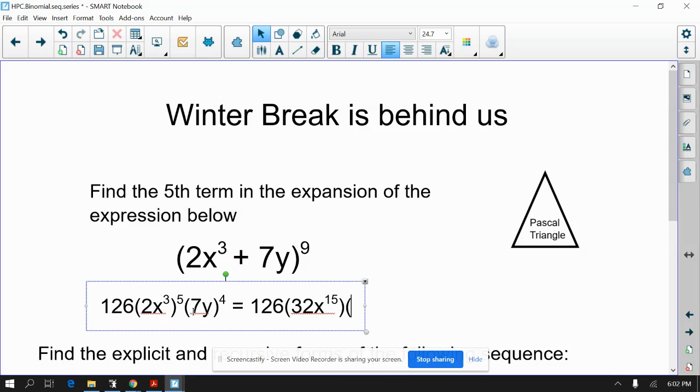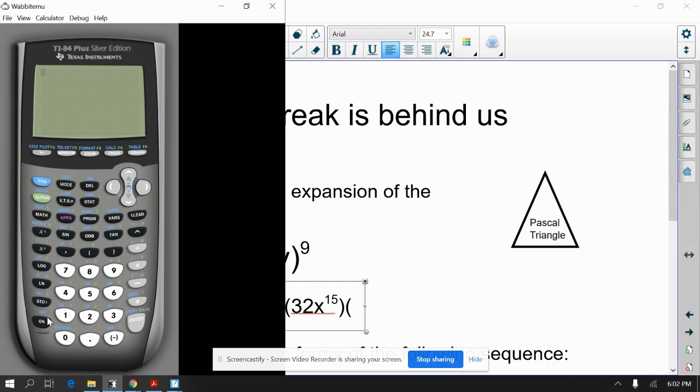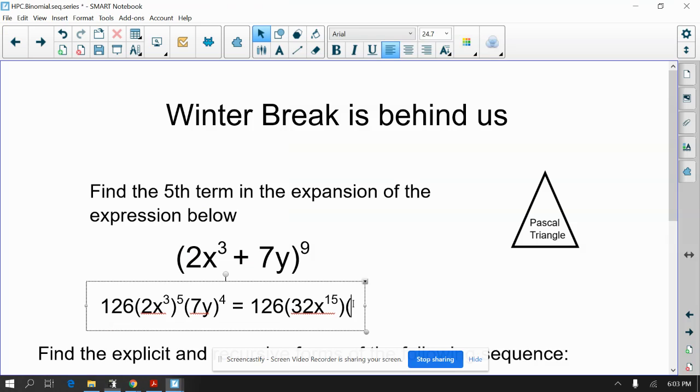And then 7 has to be raised to the 4th power. What in the world is that? I have no idea. Let's see. 7 to the 4th is 2,401. So 2,401 times y to the 4th. And then now we have all multiplication. I know there's an exponent here, but that exponent is only on the x. And I don't know what x is, so that's going to stay there. But this is all multiplication.